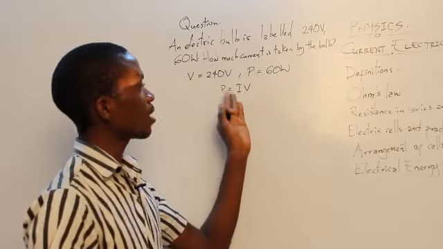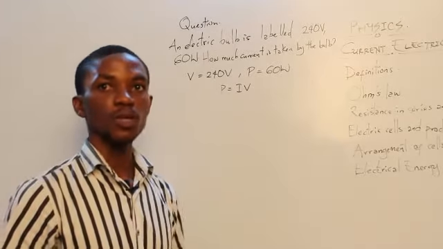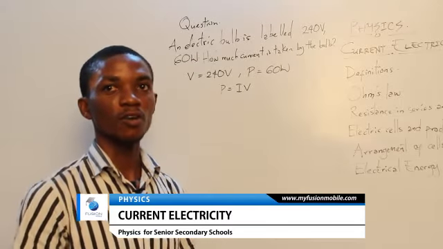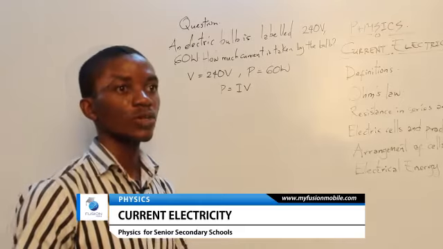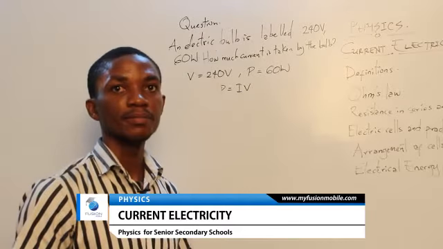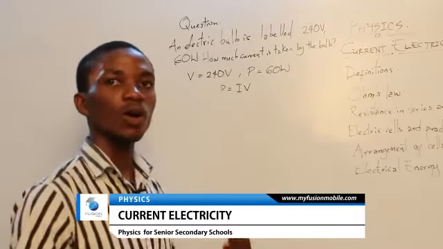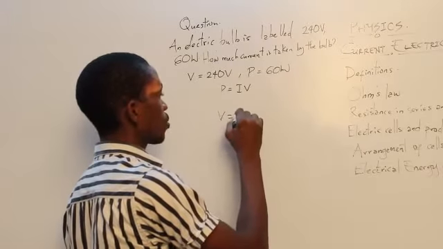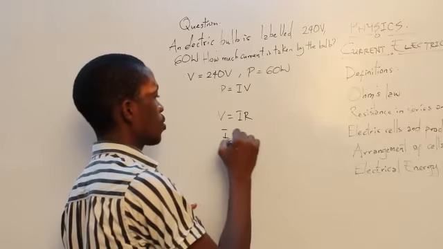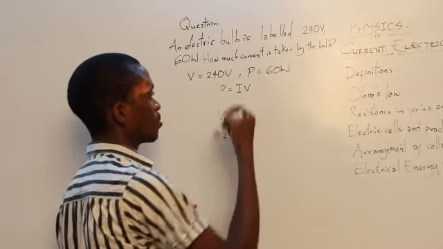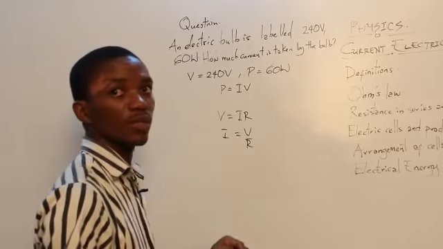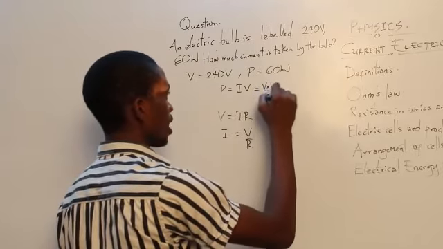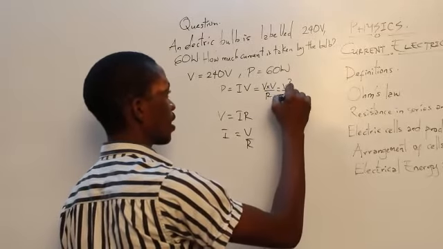Now, in cases where you don't have I or you don't have V, you should be able to improvise and put in your R to make up for the lack of I or V. So let's consider a case where there is no I. Then we can go back to Ohm's law. Ohm's law says V equals IR, so I will be equal to V over R. So we can simply replace our I here with V over R, which would be V multiplied by V over R, which is V squared over R.